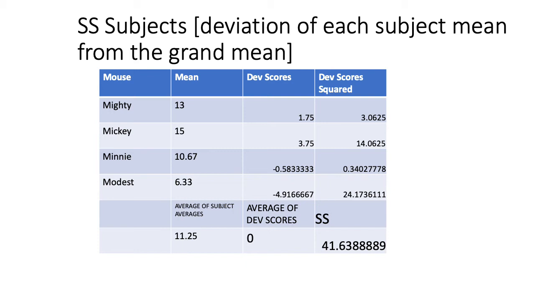We're going to get our deviation scores. We're going to make sure they sum and average to 0, and we do have that case. We square them, and we sum those squares together to get a 41.64 sum of squares due to individual differences.